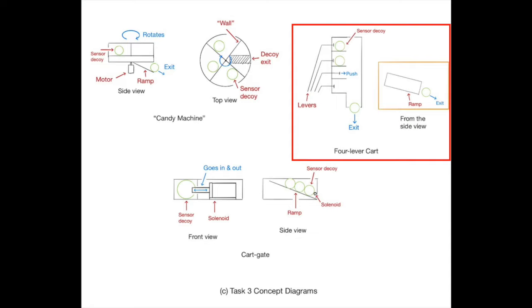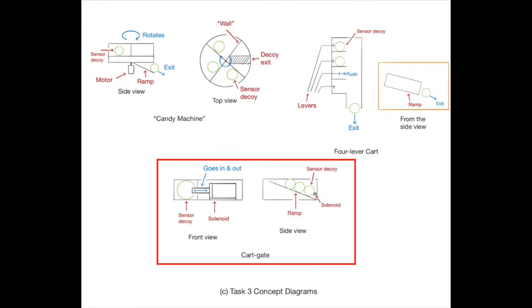Then we also had a 4-lever cart idea, where the cart is primed by gravity and holds 3 of the sensor decoys. Upon hitting a height adapter on the lunar ridge, indicating the current zone, the appropriate sensor decoy would be released. The third and final idea is the solenoid gate idea, and this is ultimately what we went with.